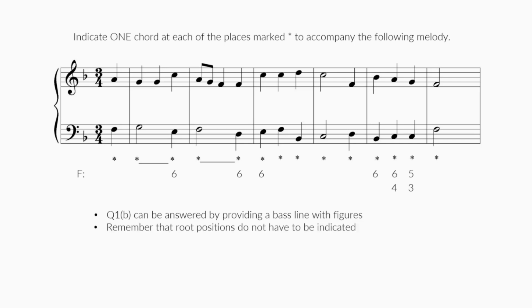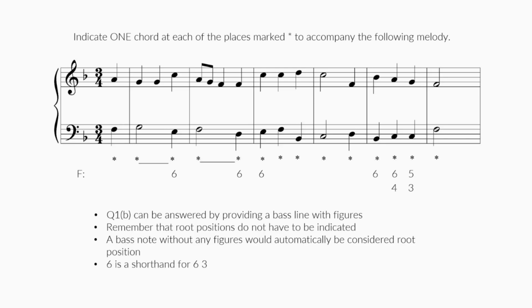Remember that root position chords do not have to be indicated with 5-3 unless they form part of a 1C5 cadence. A bass note without any figures would automatically be considered root position. So the first two chords are understood as chords 1 and 2 in the root position, judging by the bass notes and the lack of figures.